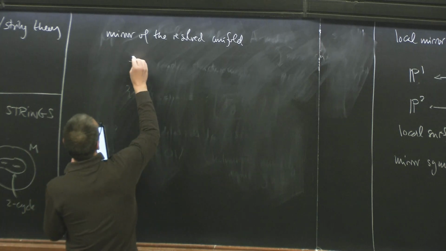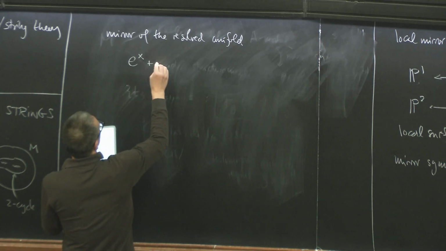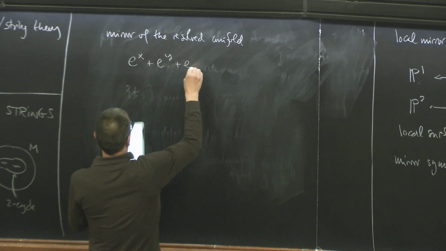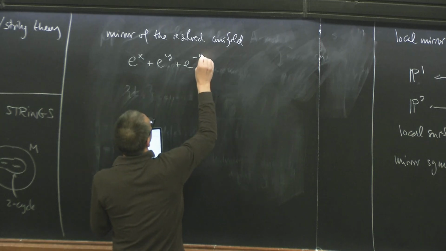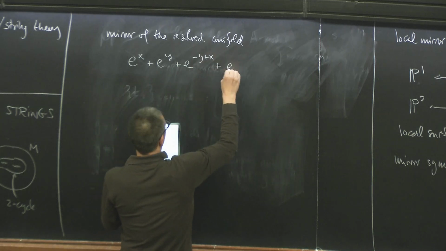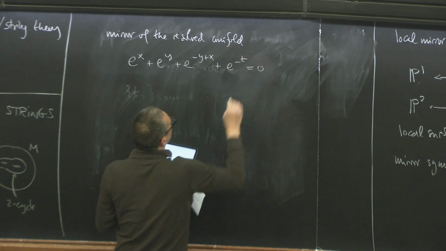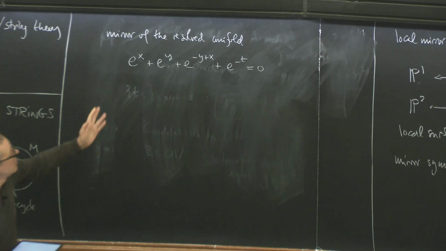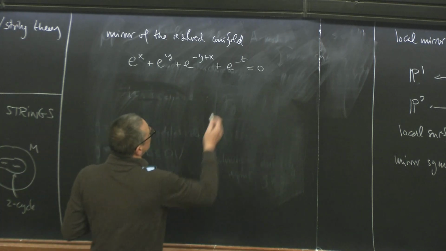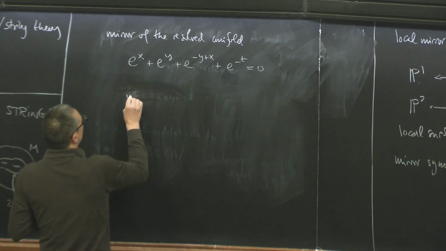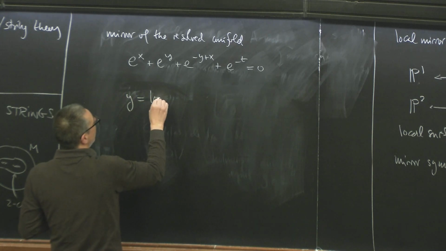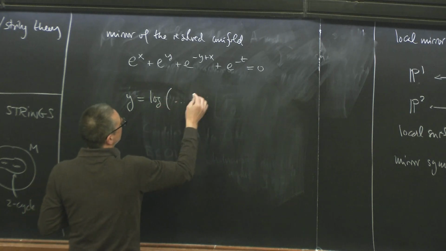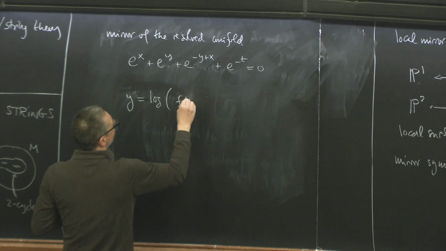So the curve is e to the x plus e to the y plus e to the minus y plus x plus e to the minus t equals 0, okay? This is actually obtained by the same techniques that one uses in compact mirror symmetry, but then one gets a curve like this, so t is the parameter, and then if you solve for y, you see that this is going to be a log of some algebraic function of x, okay?